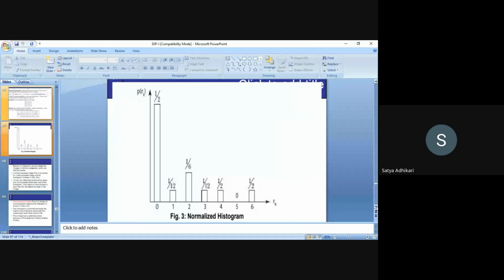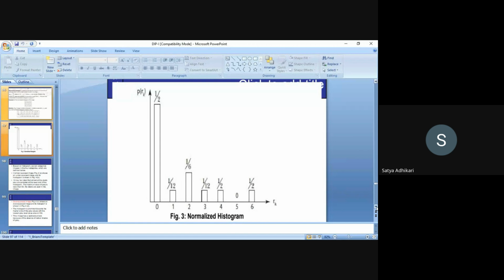You see, the probability of getting 0 is 6 by 12, that is 1 by 2. You see the height of 0, it occurs 6 times. The probability was 6 by 12, 1 by 2, and you see 1, 3, 4, and 6 all have the same value, and the probability was 1 by 12. So all have the same height: 1, 3, 4, 6.